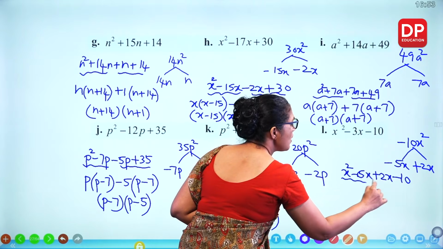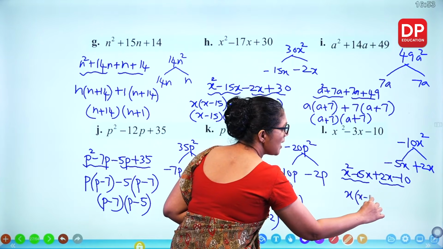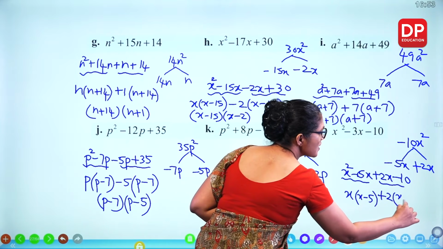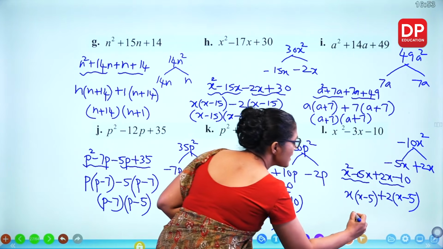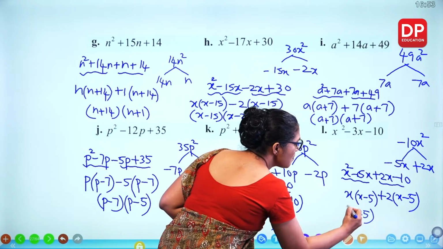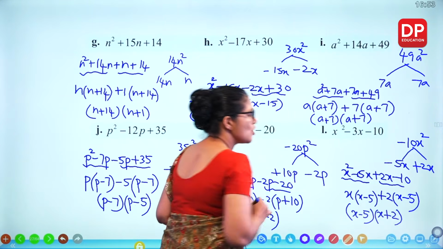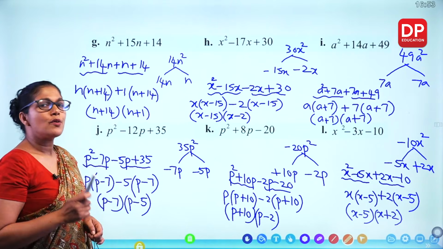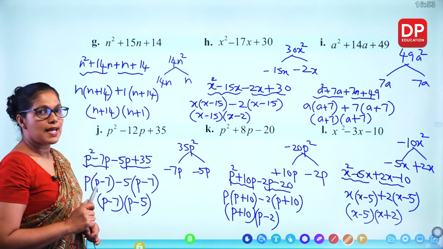and then take 2 at a time. We can write x minus 5, take 2 here, you get x minus 5. X minus 5 is common, take it out, you can get x minus 5 and x plus 2. So now we see, always look at the last digit sign and the middle term sign.